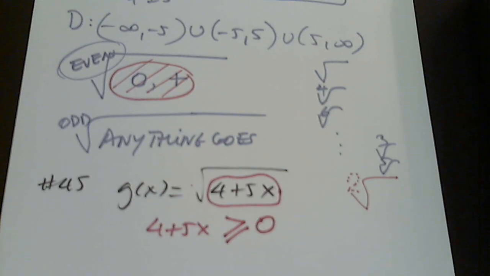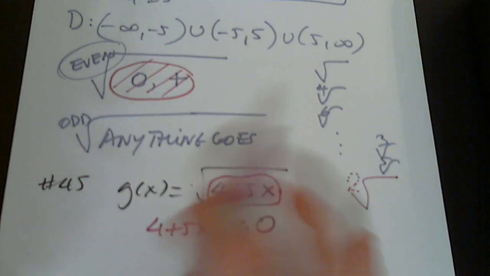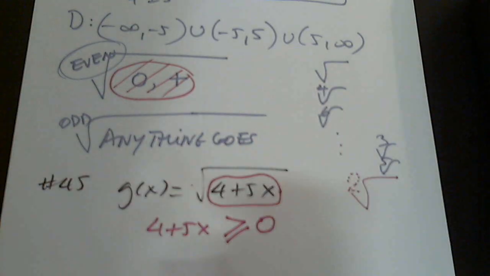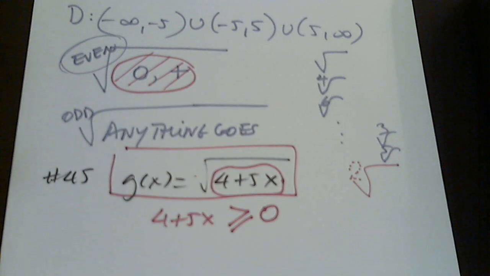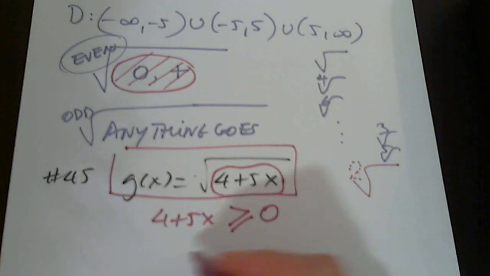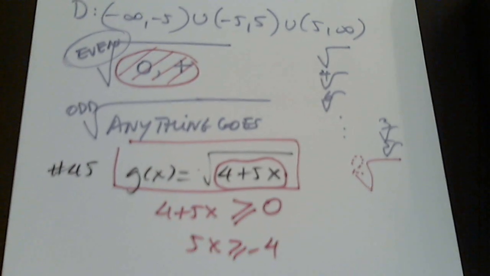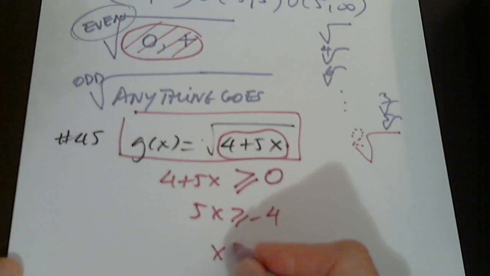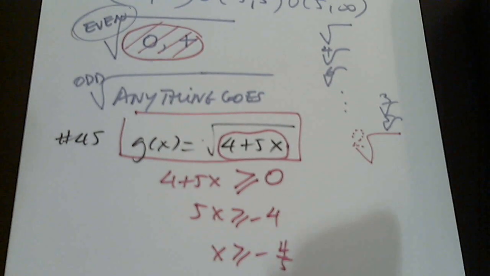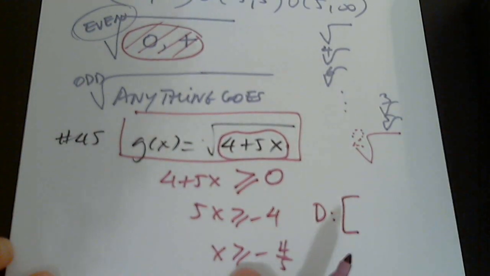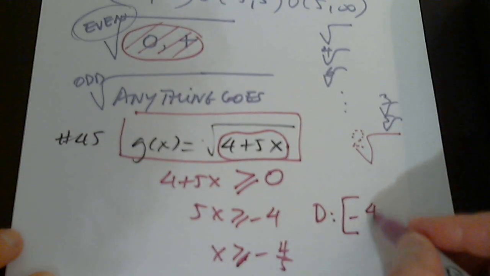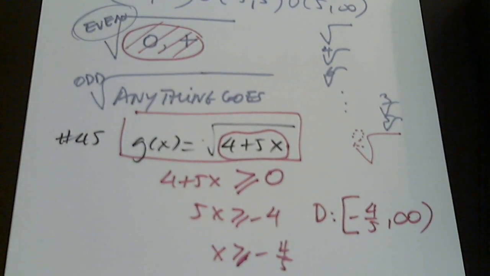So that's all I'm asked. What can I plug in? Students ask, well, what happened to the radical? No, we are not doing anything to the function. This is just an analysis. What can I plug in that makes g exist? Of course, I move 4 to the other side. It becomes -4. I divide both sides by 5. And I read this and write it in interval notation. Domain starting with a bracket because of the equal symbol at -4/5 and going all the way to infinity.